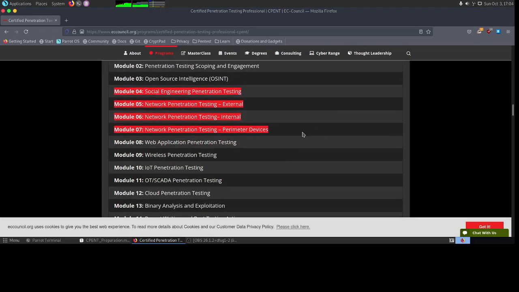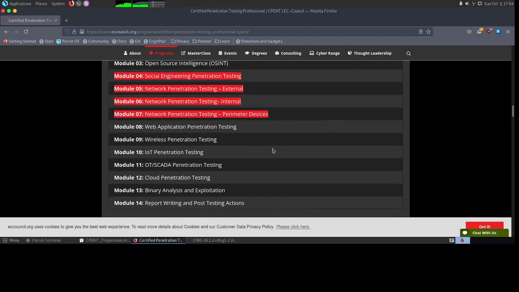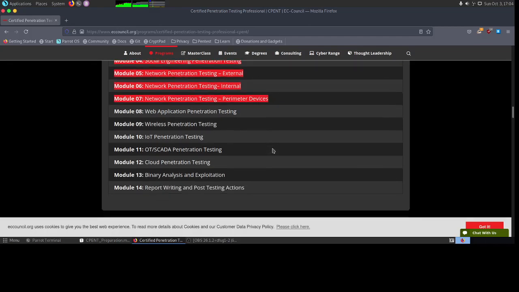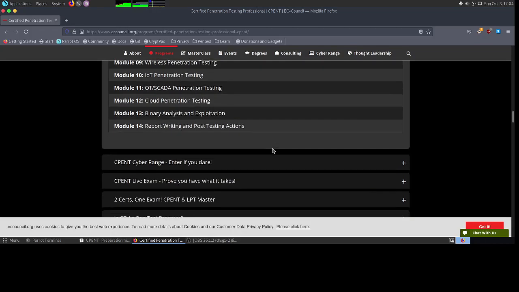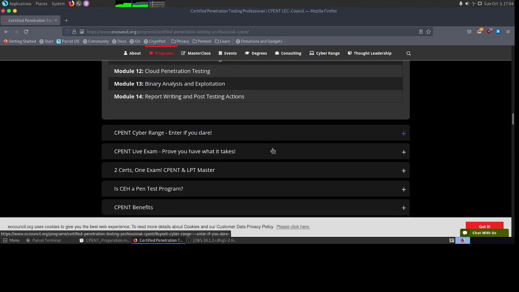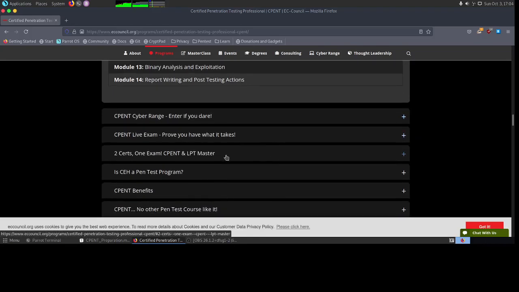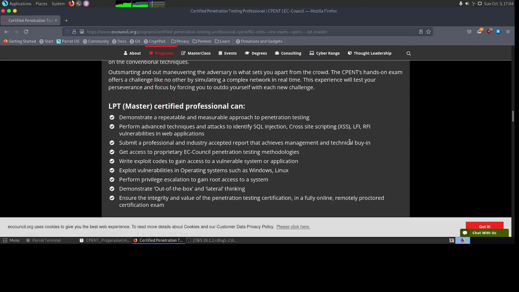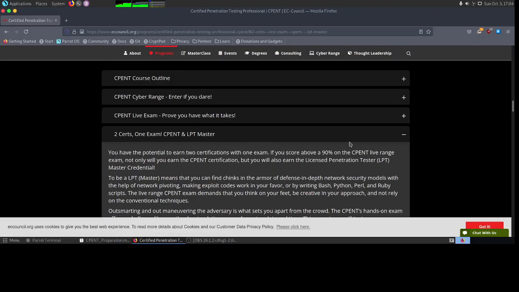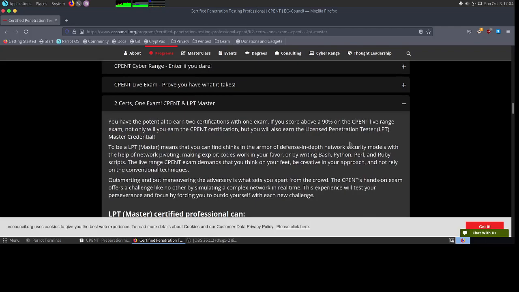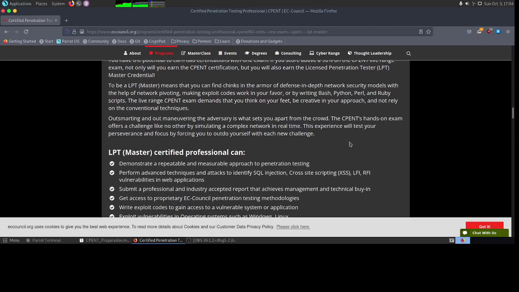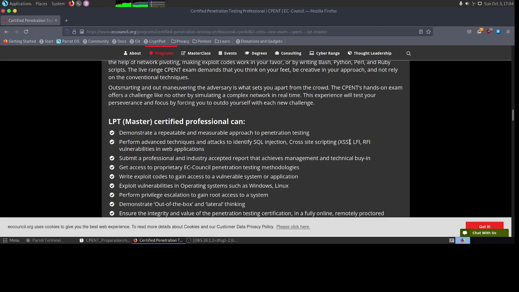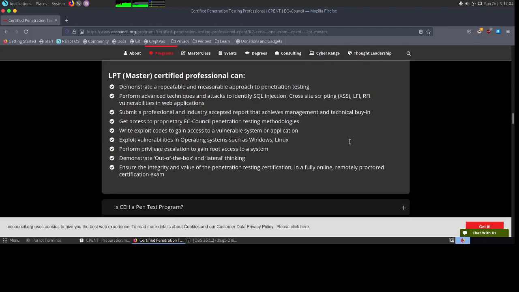And then you have a web application penetration testing module, wireless penetration testing, IoT, OT and SCADA, cloud, binary, and then finally the report writing and post testing actions. And the good thing is that you can get two certificates in a single exam. The pass mark for the exam is 70%, and if you get 70% you will get CPENT, but if you get more than 90% you will get CPENT and LPT Master both together.